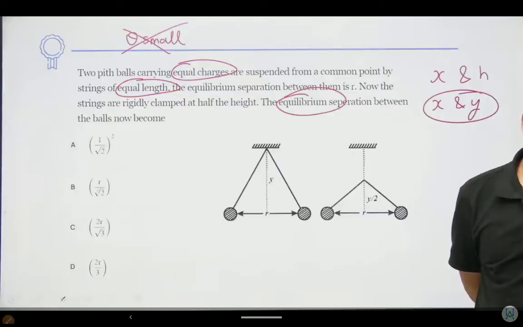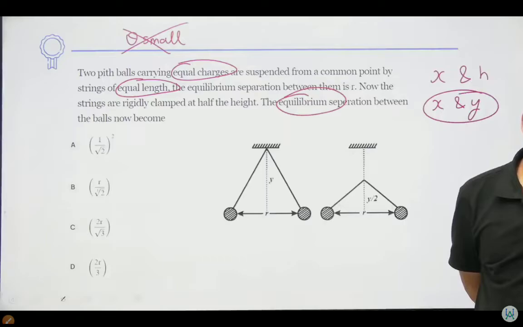Our next question: two identical balls carrying equal charges are suspended from a common point. The strings are of equal length. The equilibrium separation between them is r, the distance between these two charges. Now the strings are rapidly clamped at half the height, without changing anything else. The equilibrium separation between the balls now becomes different.